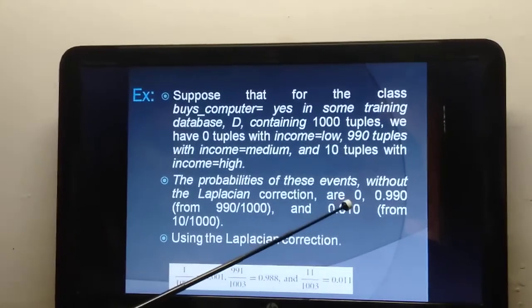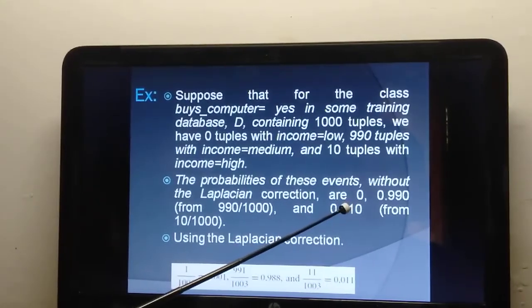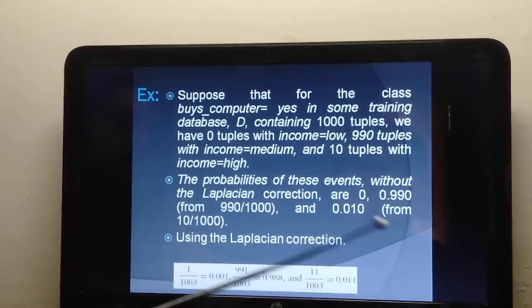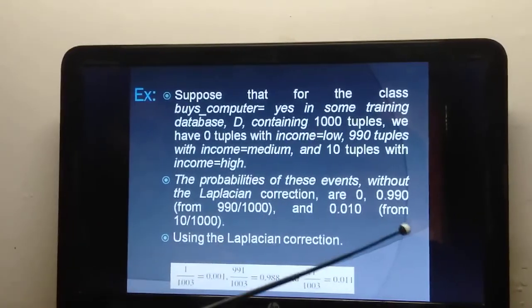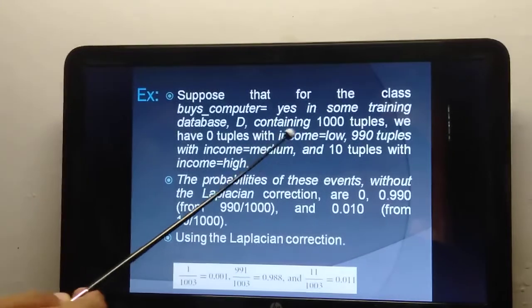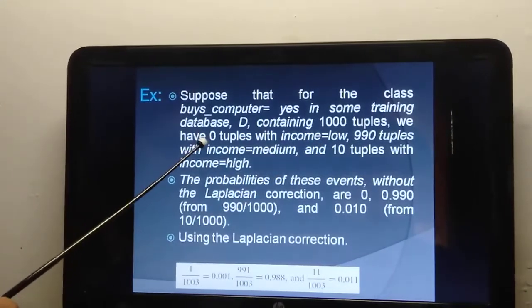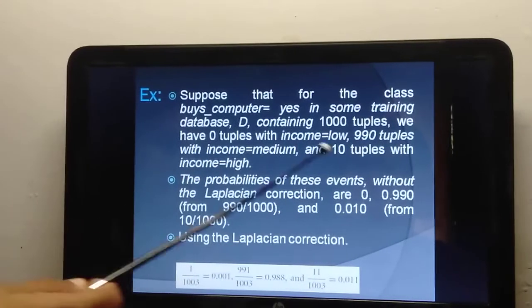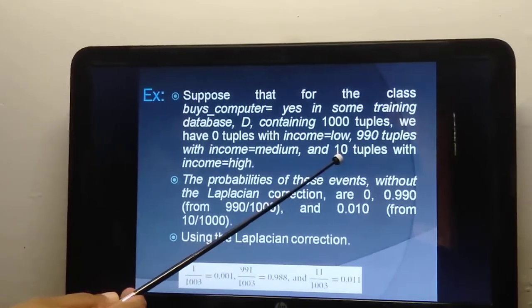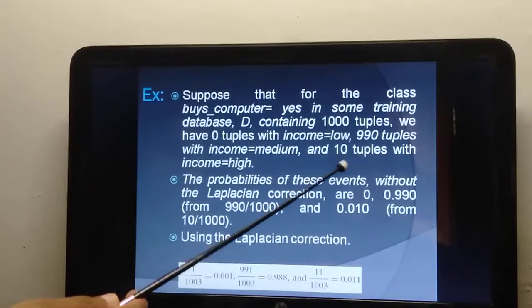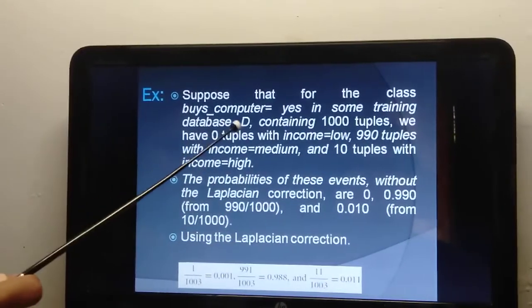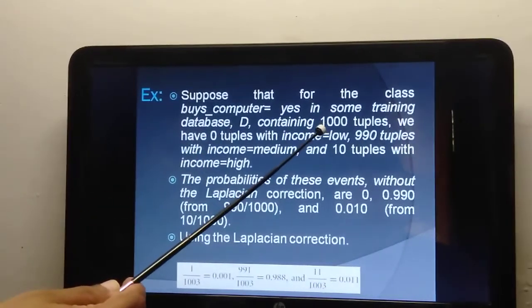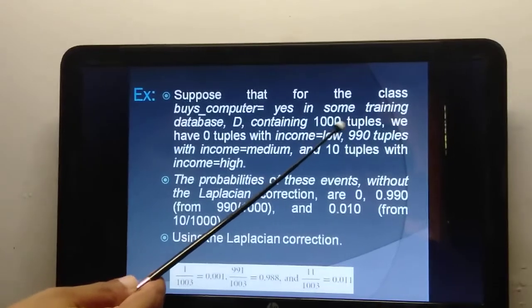So in order to avoid this particular error, what Laplacian correction does is that it simply adds 1 to each of these values. So in income low, instead of 0, it will make 1. In 990, it will become 991. And instead of 10 tuples for high, it will be 11. So totally 3 tuples have been added to the total database. So it's not 1000 tuples, it's 1003 tuples.